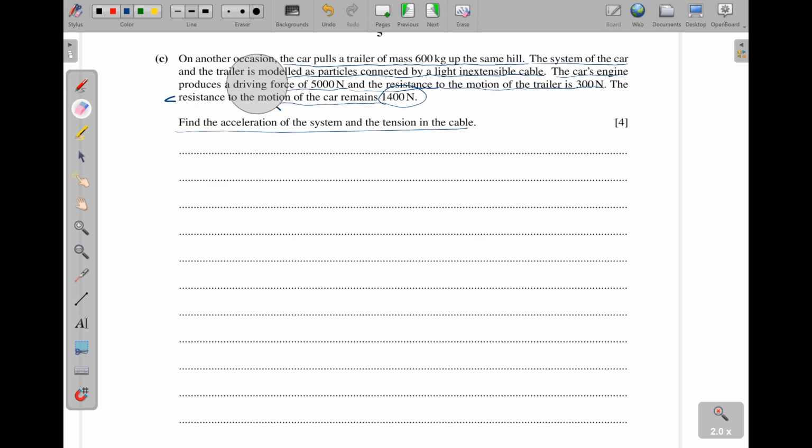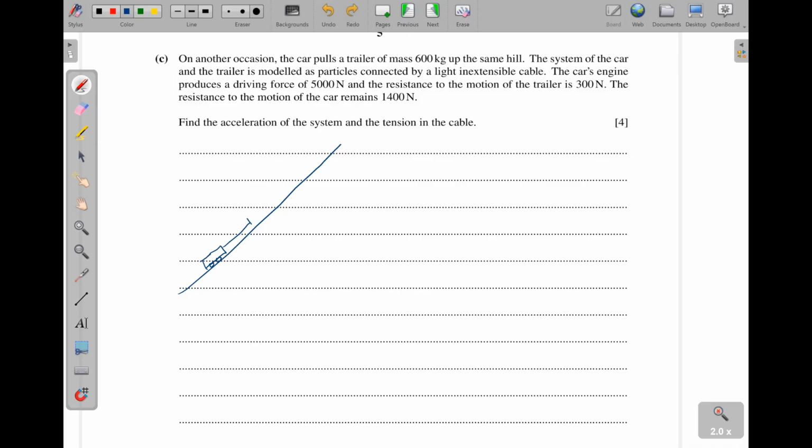Now, I'm going to again sketch. It is good to sketch, and then you put all the forces that are acting on the particles. So suppose this is my trailer here, and then it is connected to the car here.